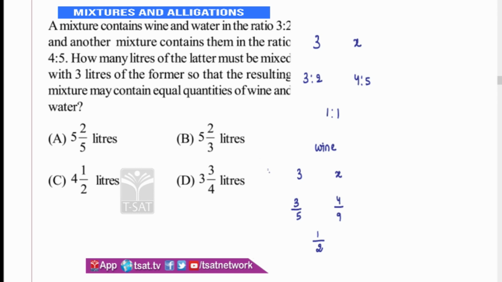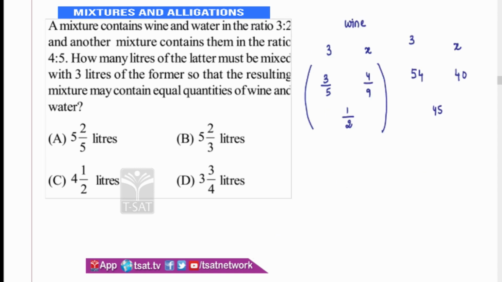Suppose I multiply with 5 into 2 into 9. This becomes, 5 cancels, 18 3s are 54, 9 cancels, 5 2s are 10, so it is 40, and this one is 45. Now 3 and x. The formula says n1 d1, that is 3 into the difference between them, which is 9, equals x into the difference between them, which is 5.